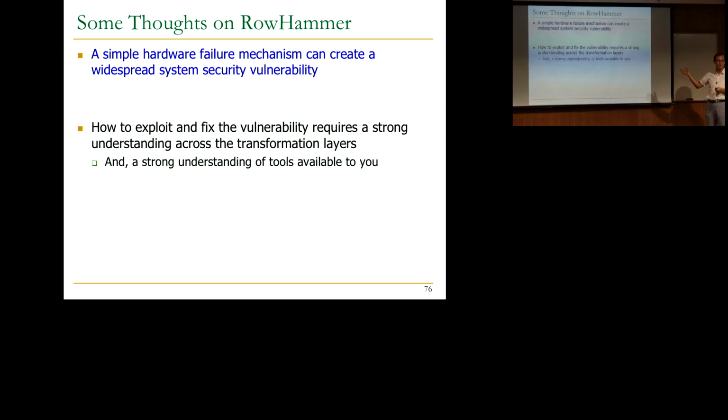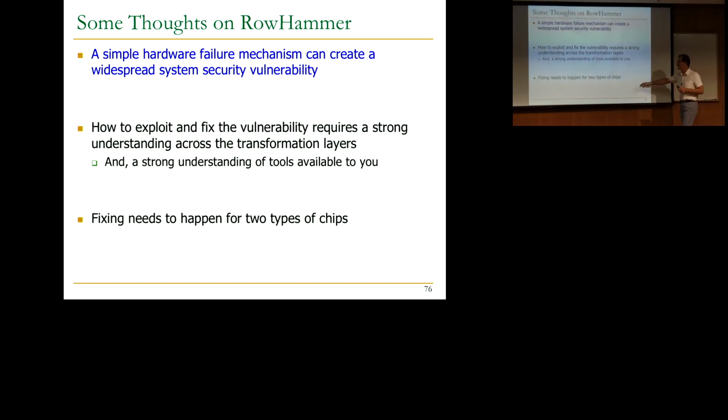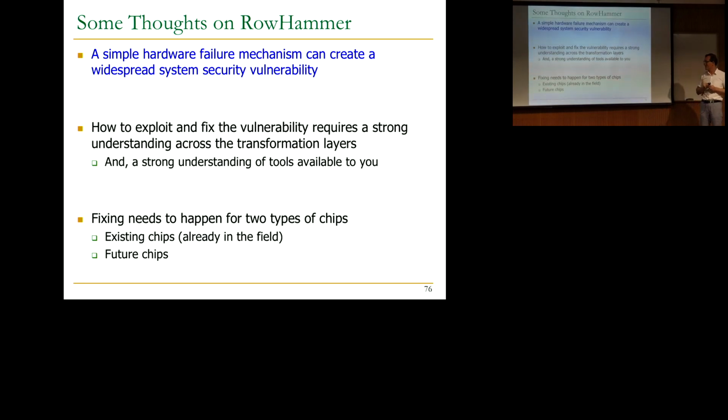And I like that Google Project Zero blog post a lot because it's a beautiful example of security engineering and a strong understanding of the tools available to you. I think fixing needs to happen for two types of chips: existing chips already in the field, where we basically only have control over the memory controllers that exist. If we can patch the memory controller, that's good. And future chips, where I think we can have much better solutions.